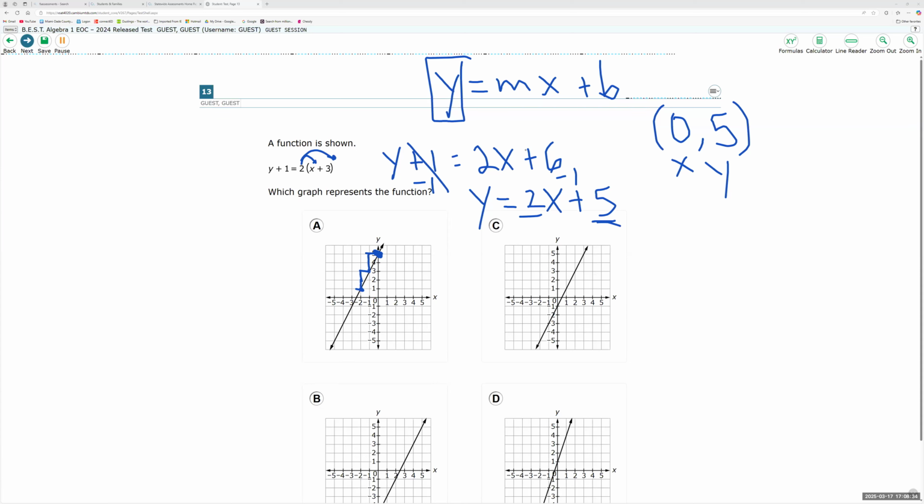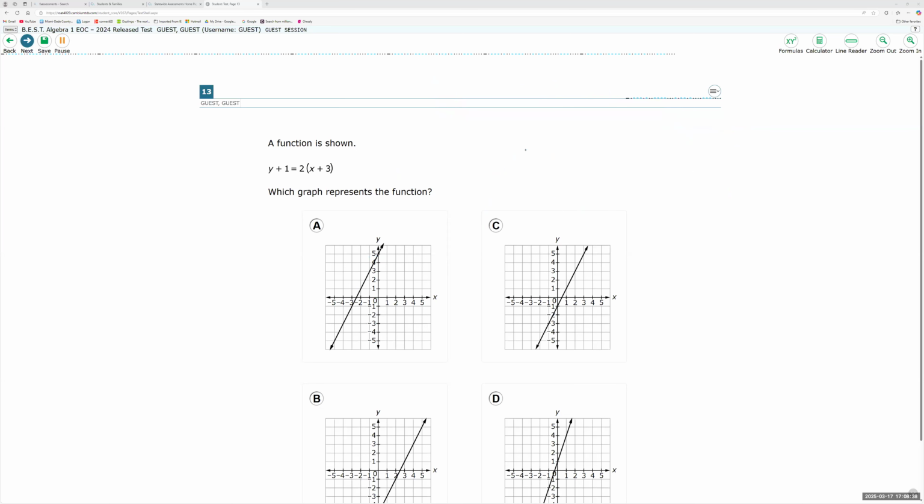Pause your video as I quickly clear all my drawings and choose the right answer. There's no other 5 y-intercept, and go to the next question.